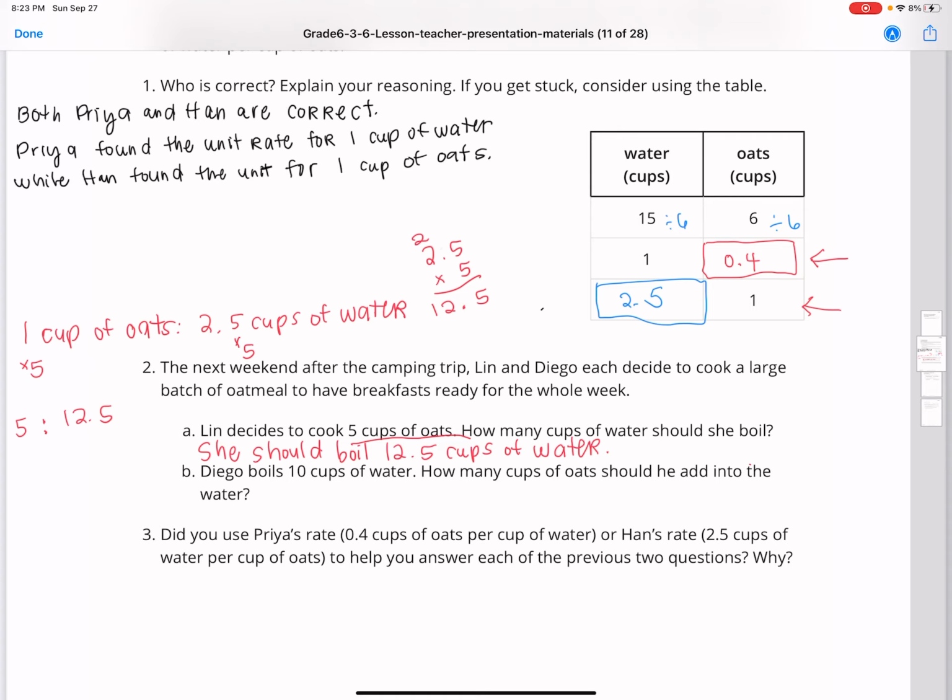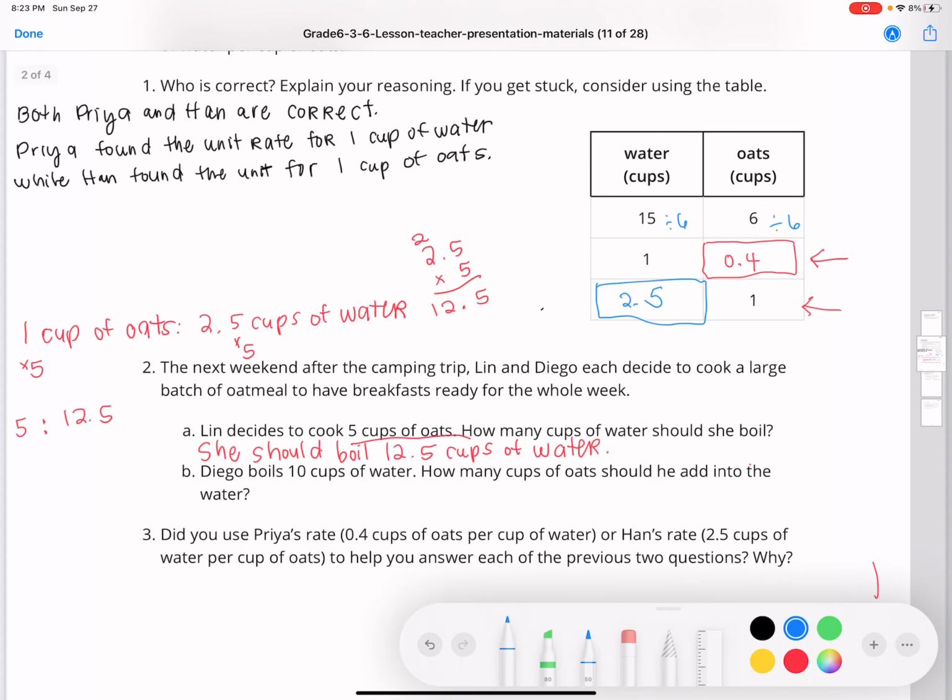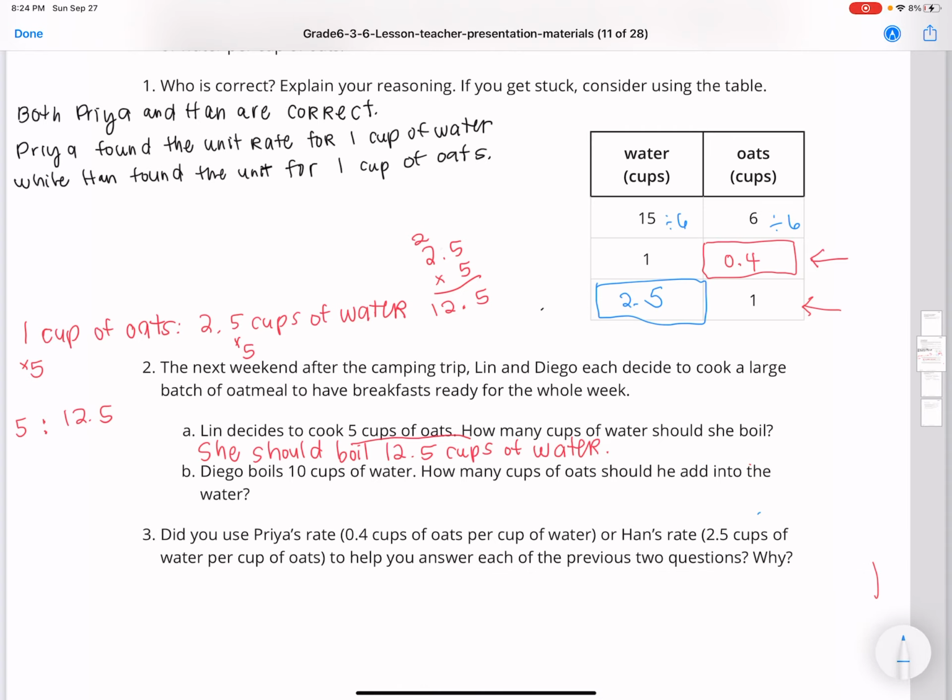Okay, so let's look at Diego. And like I said, I want to annotate in blue, so let me find my pen color so I could change it. Okay, so Diego decides on 10 cups of water. Now, the ratio that would be easier to use would be the one showing water to 1 cup, because it's easier to multiply both sides by 10 instead of trying to figure out, well, what was this multiplied by? But you guys will see.